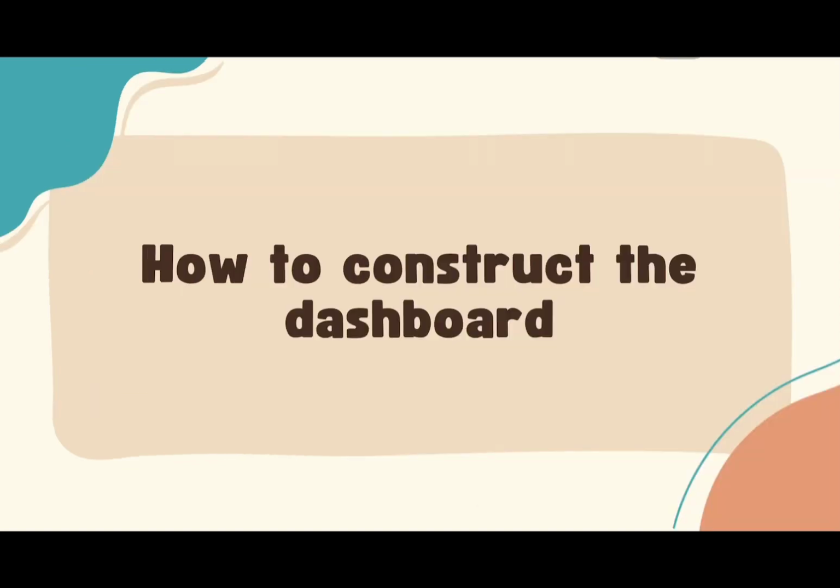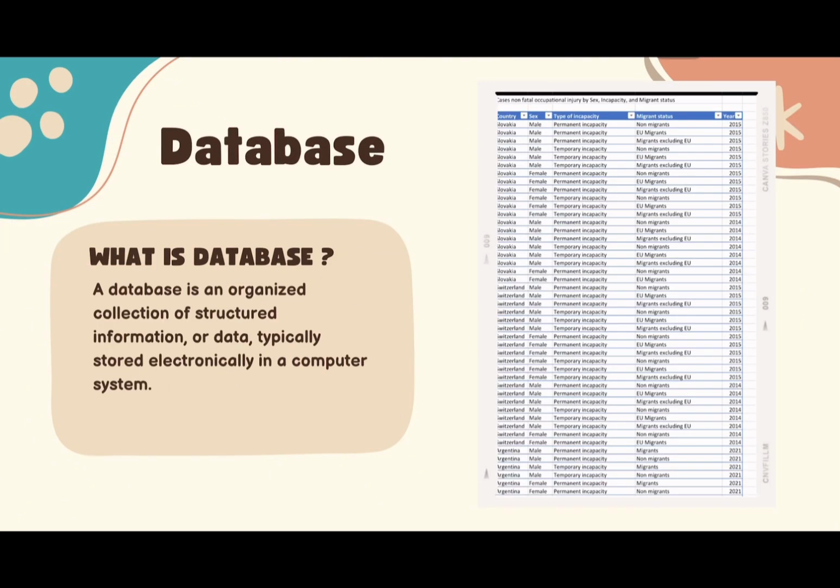So we go on how to construct the dashboard. From the data that I had shown, which is this data, we need to make 4 groups so our dashboard will look more understandable. First of all, we need to select all the data and make a pivot table and a slicer.